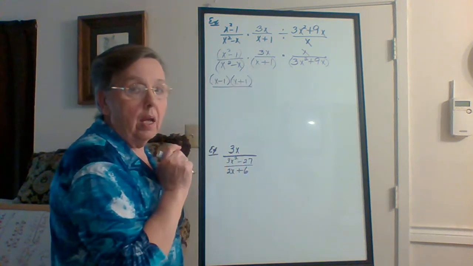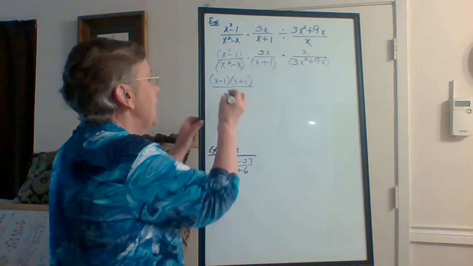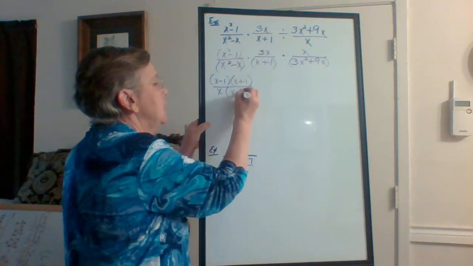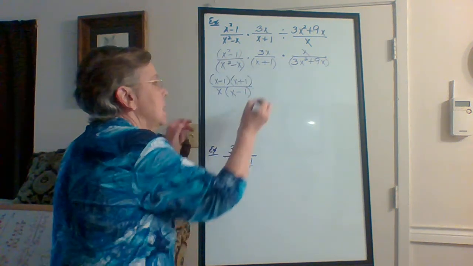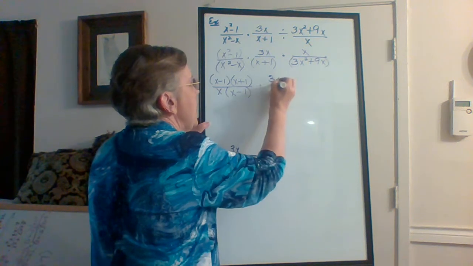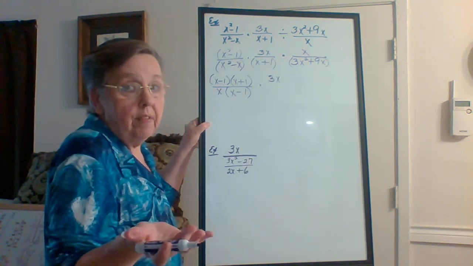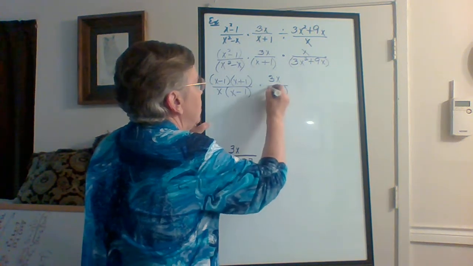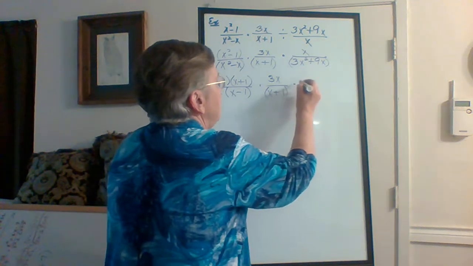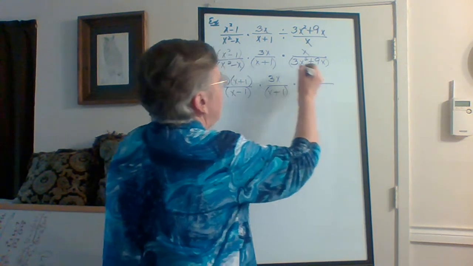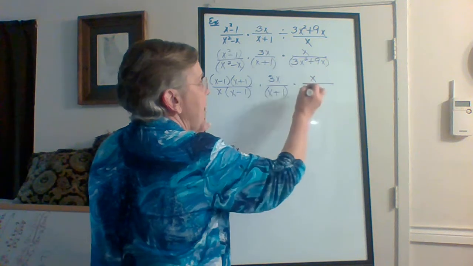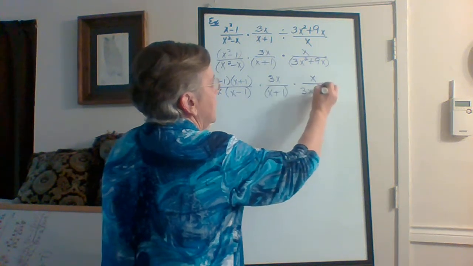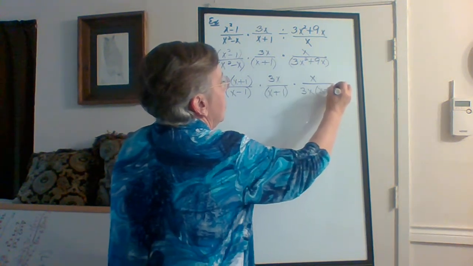Denominator. Common factor. Take out a common x, and that leaves me x minus 1. Okay? Times 3x. There's no plus or minus there, so I just leave it. Over x plus 1. Put parentheses. Times x over, common factor of 3x. That leaves me x plus 3.